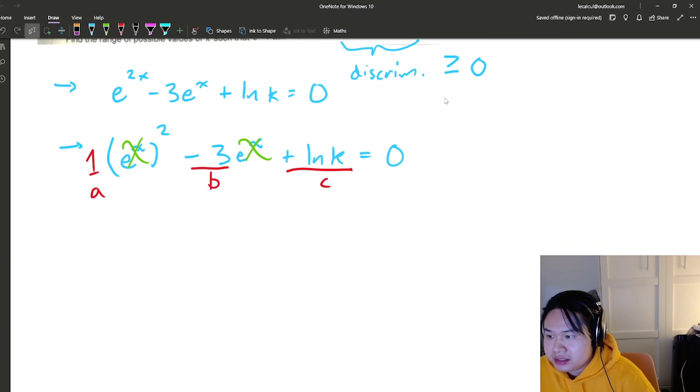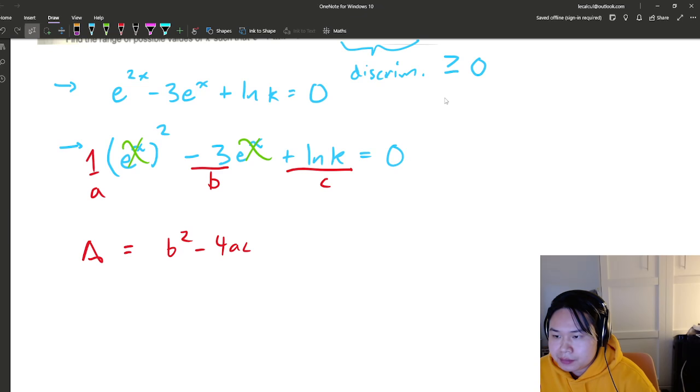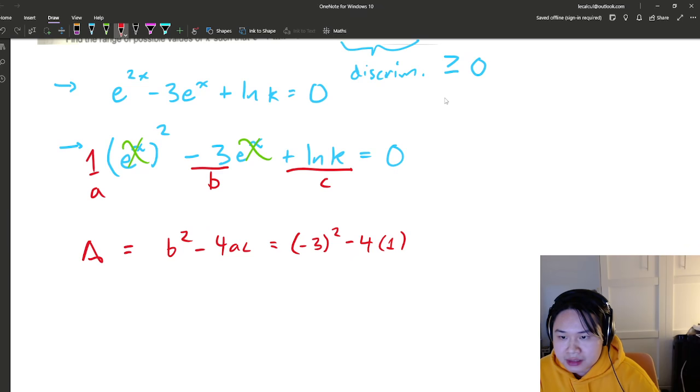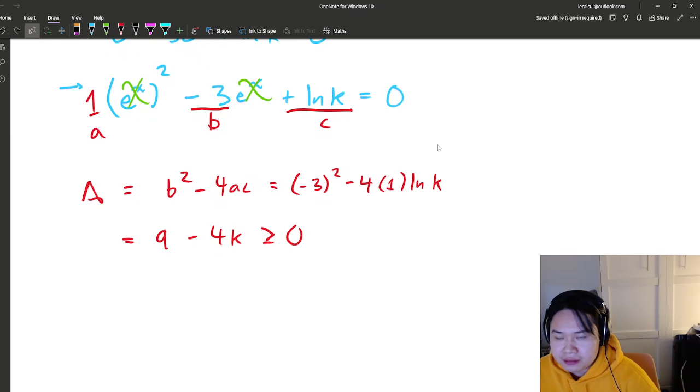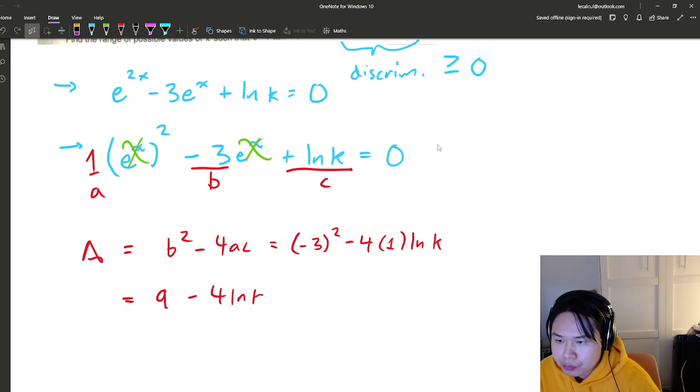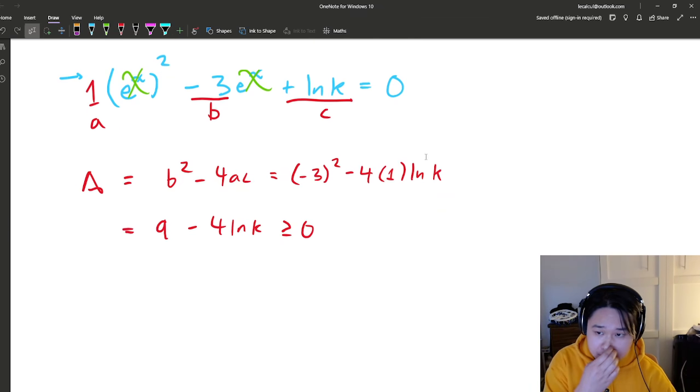And then, so our discriminant, which is a triangle symbol, what is it, b squared minus 4ac. So negative 3 squared minus 4 times 1 times natural log k. So this is 9 minus 4 natural log k. So we're trying to solve this inequality. It needs to be greater than or equal to 0, and that's not bad. We just solve for natural log k, and then we need to solve for k.